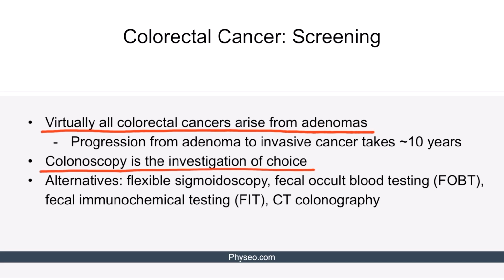However, a flexible sigmoidoscopy can be considered a reasonable alternative. Additionally, there are even less invasive methods, such as a fecal occult blood test or a fecal immunochemical test. You might see these abbreviated as FOBT or FIT, respectively. There's also CT colonography, and those are available to patients who basically don't want a colonoscopy. But again, they're not as sensitive or specific.